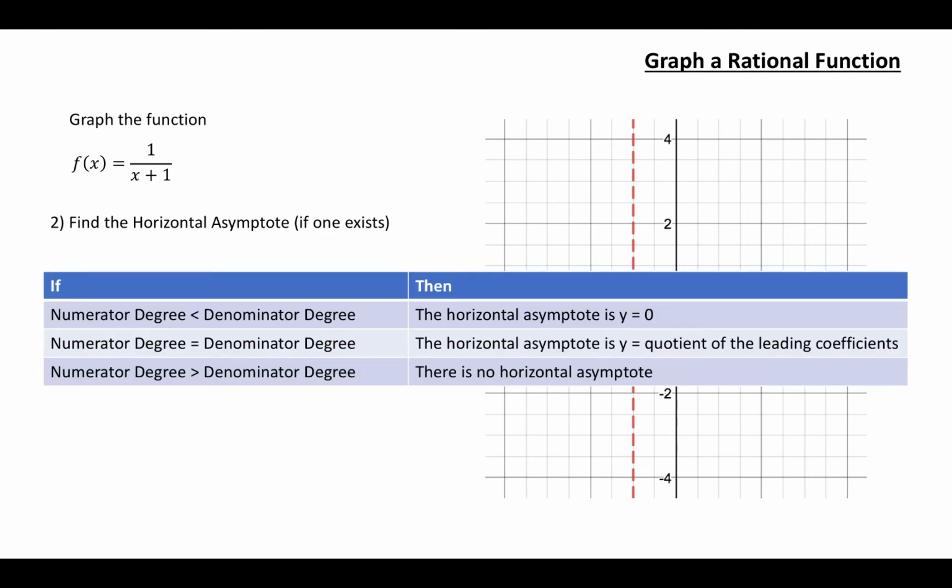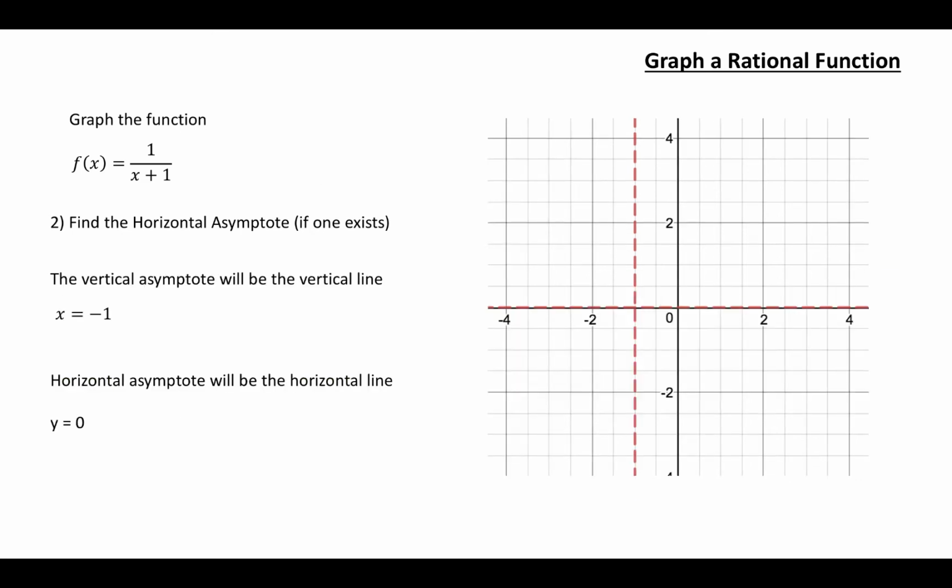We can use this table to help us determine what the value of the horizontal asymptote is if it exists. If the numerator degree is less than the denominator degree, then the horizontal asymptote will be the horizontal line y equals 0. We note that the degree of the numerator is equal to 0 since it is a constant. The degree of the denominator is 1 since it is linear. Since the numerator degree is less than the denominator degree, the horizontal asymptote will be the horizontal line y equals 0. So we will graph the horizontal line y equals 0 with a dashed line to indicate the location of the horizontal asymptote.